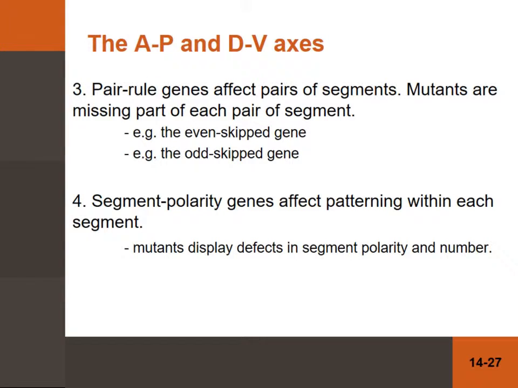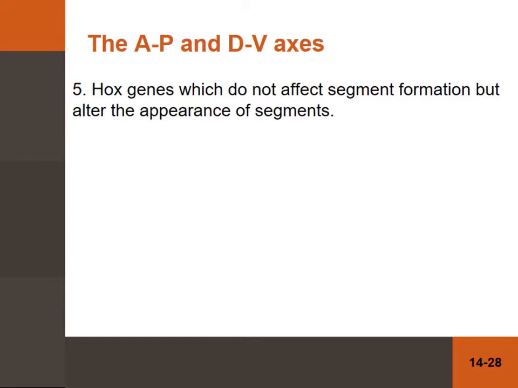Here we have class number 3, the pair rule genes. These affect pairs of segments. So mutants are missing part of each pair of segments. So for example, we saw the even skipped and odd skipped gene. Class number 4 include the segment polarity genes, which affect patterning within each segment. Mutants display defects in segment polarity and number. And class number 5, the Hox genes, which do not affect segment formation, but alter the appearance of the segments.